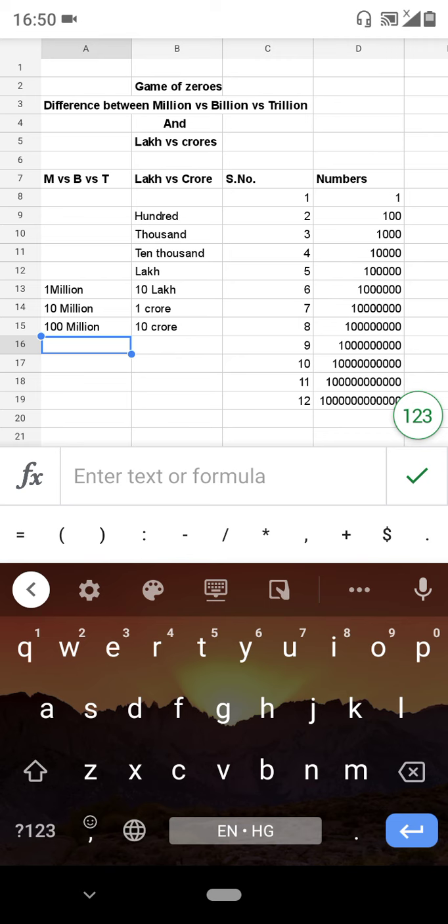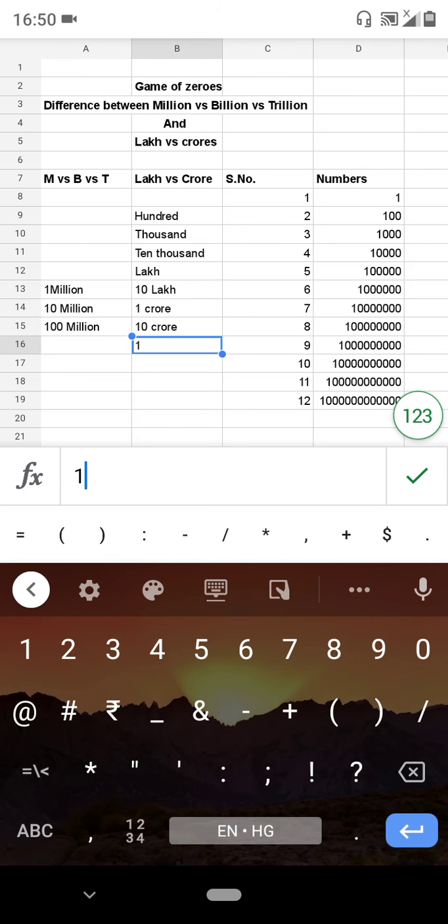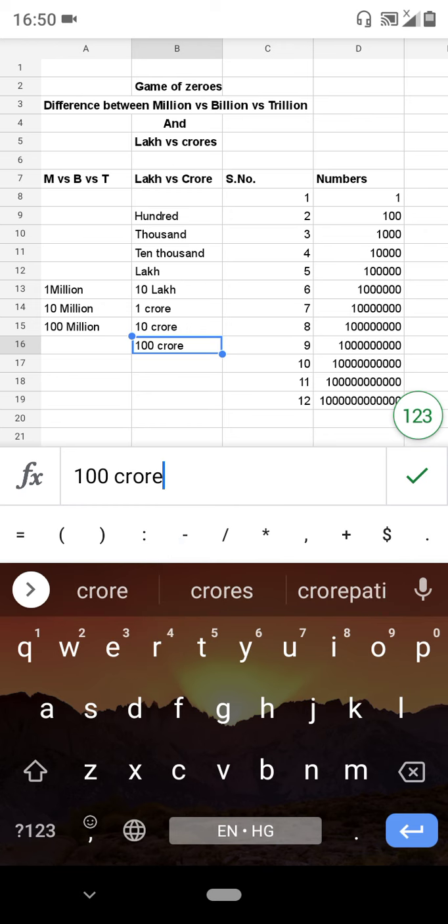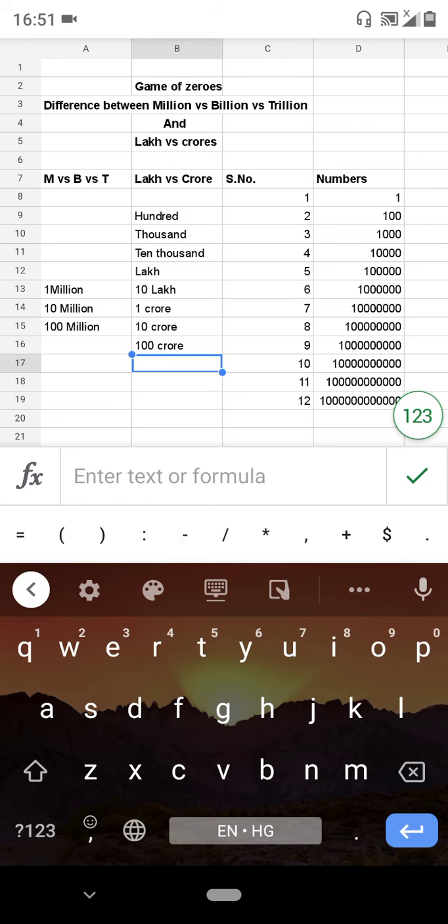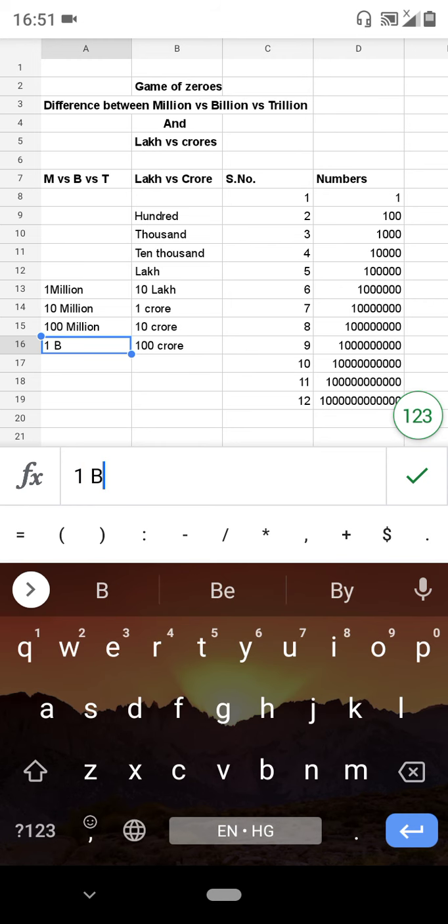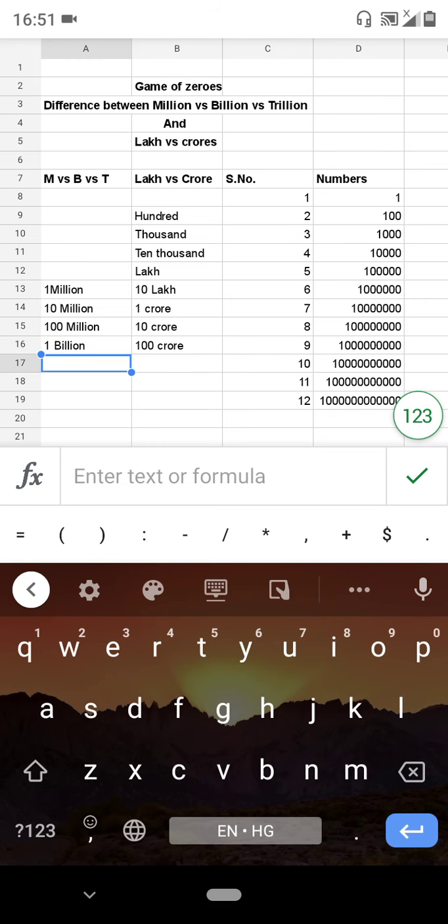Now the next row, if you look, is serial number 9. This will become 100 crore, because this has got 9 zeros, and for a crore we just need 7 zeros. So ahead of 100 you have 7 more zeros, which is required for a crore. So this is 100 crore. And overall 9 zeros will make up 1 billion, right? Very clear.